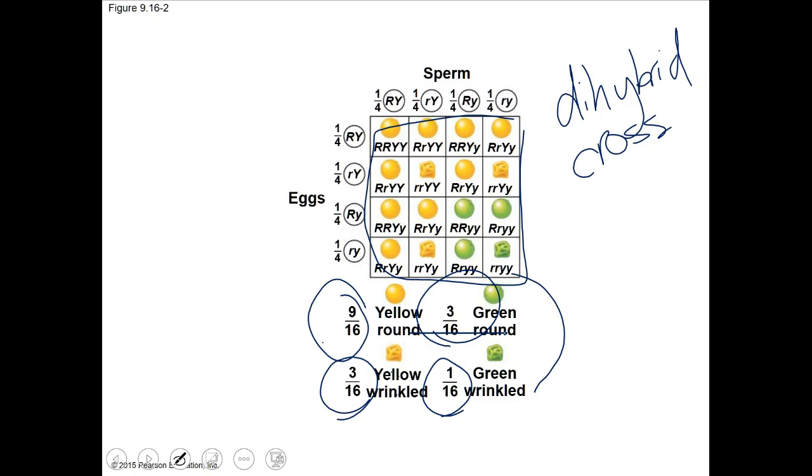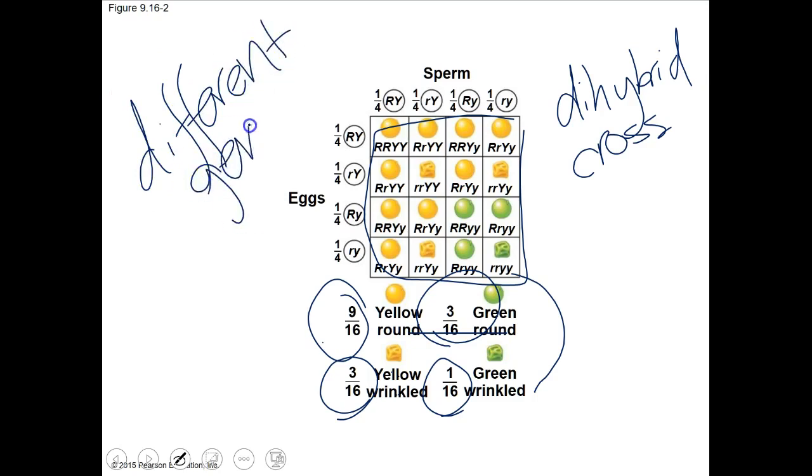This is actually for 2 different genes. Excuse me. Should have explained that. So this is for different genes. And we have 2 different genes that we're crossing at the same time. So that's where the dihybrid cross comes from.